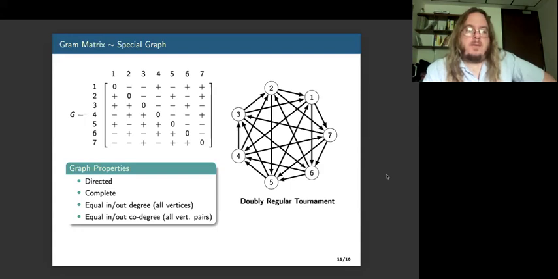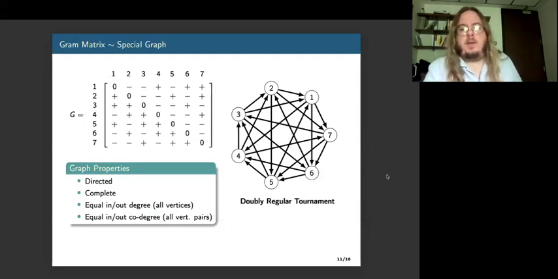And when I have a plus in the ijth entry, that means I have an arrow from i to j. And if I have a minus, it goes the other direction. Now, if you notice, I won't say much about it, but this Gram matrix is a very particularly nice example of a Gram matrix. So let's talk about properties of this graph.